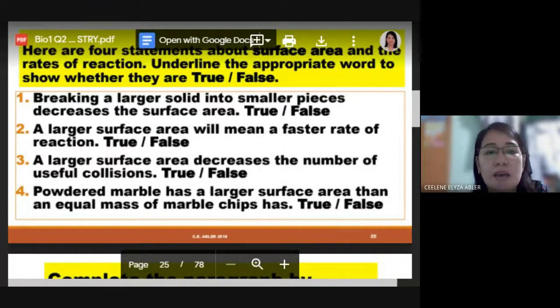Okay, so let's have this one. Breaking a larger solid into smaller pieces decreases the surface area. So the answer for this one is actually false. Breaking them into smaller pieces actually increases the surface area of your substance. And the higher the surface area, the more likely your enzymes will work better. They can work faster when it's smaller.